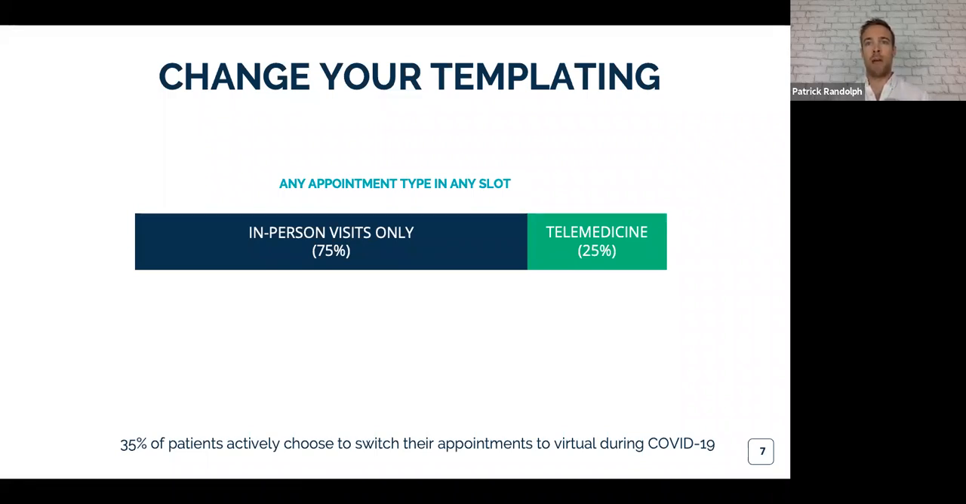And so the way to balance social distancing with reaching 100% utilization is dividing your schedule, 75% in-person visits, and then 25% telemedicine appointments.